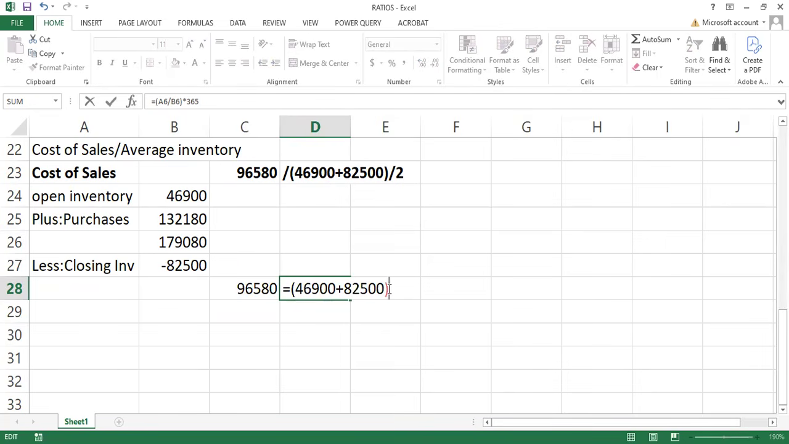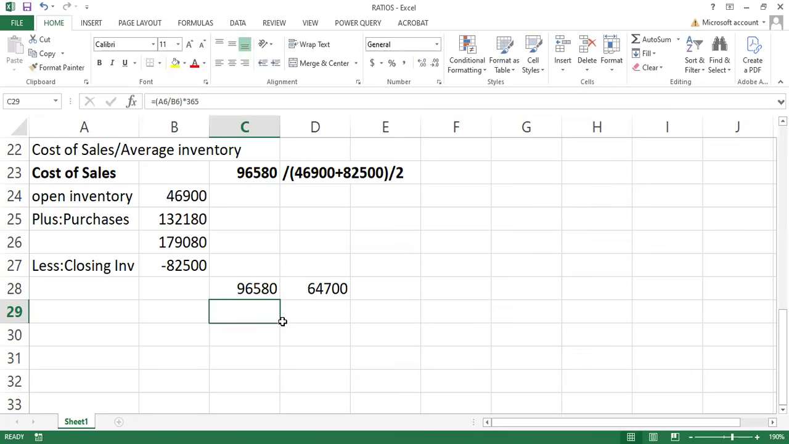Close brackets. We divide by 2. So it's like that. So now let us see how much it is going to give us. We are going to say it is equal to this amount divided by that. It will give us 1. So which means this amount goes there how many times? 1 times.